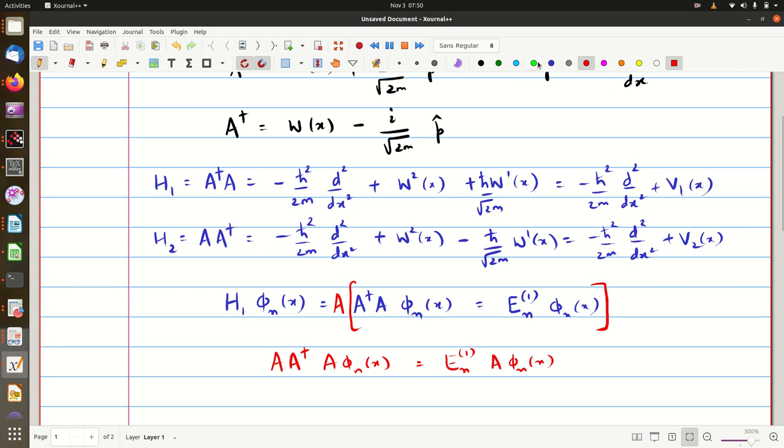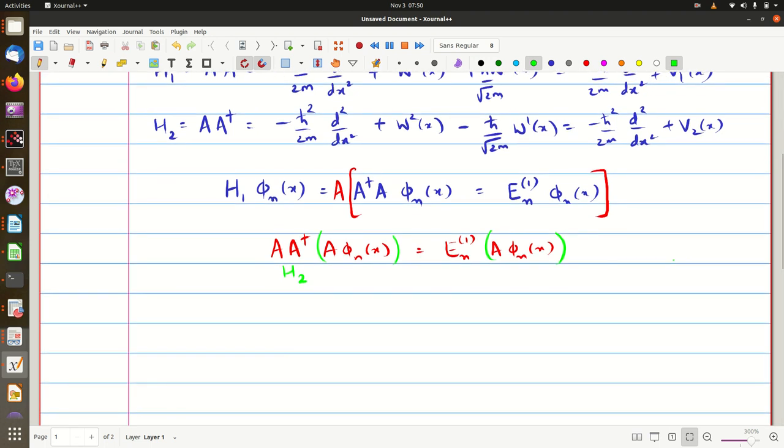So if you bracket this out, observe that A A dagger is nothing but H2. So we have shown that H2 acting on A phi n of x is equal to the same eigenvalue E n 1 times A phi n of x. So there is another eigenfunction of H2 for which E n 1 is the eigenvalue.